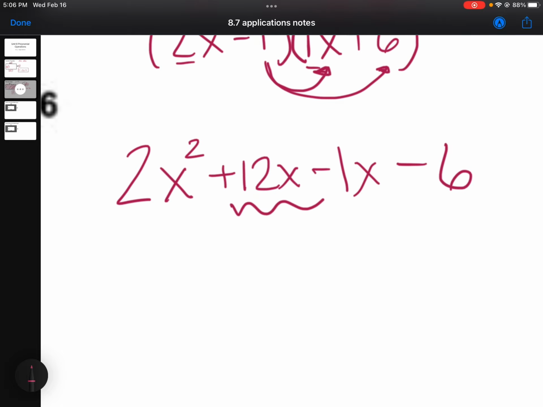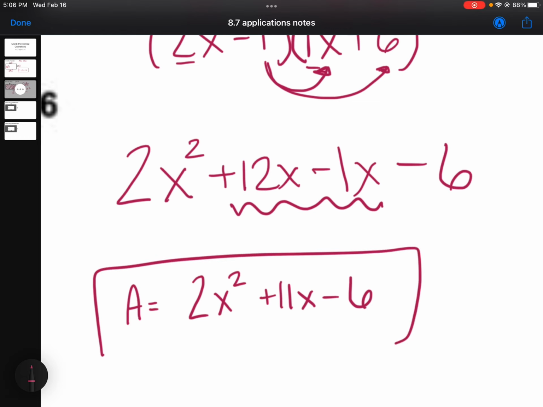Combining my like terms, I've got x's here. I'll drop down 2x squared. 12 minus 1 is 11. And I'll drop down minus 6. That's in standard form. This is my area, so I'm going to put A equals.